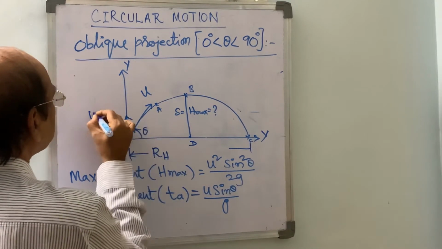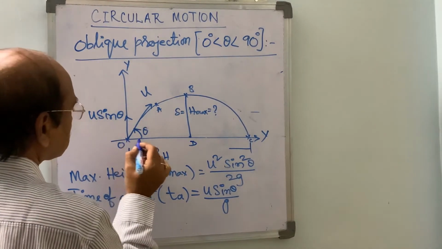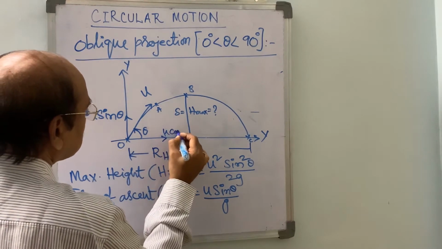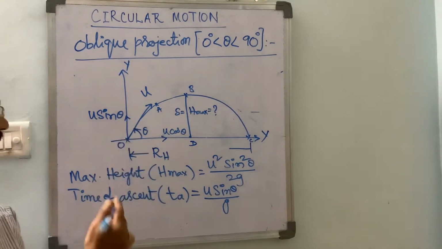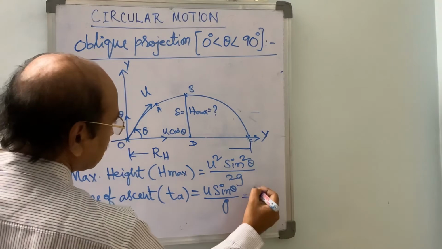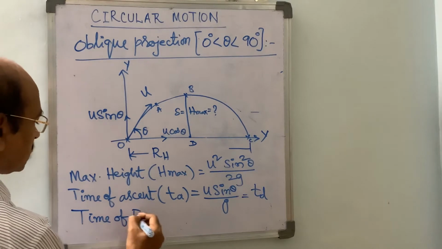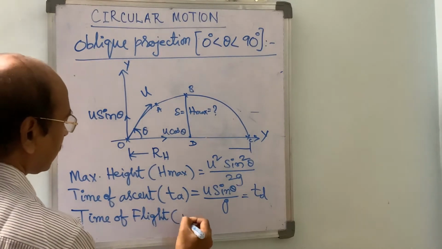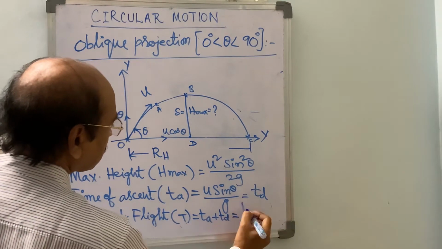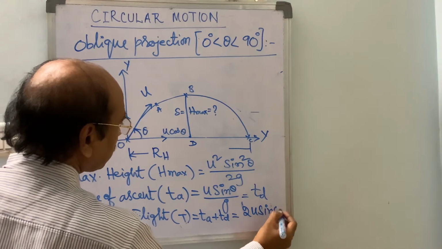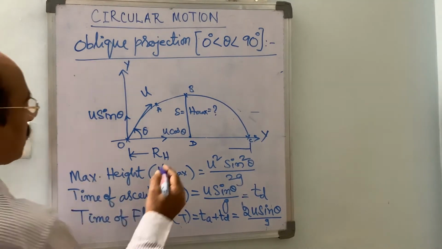Here, when u is written as horizontal and vertical components, horizontal component is u cos theta, vertical component is u sin theta, and time of descent is also equal to the same. Therefore, time of flight is equal to, in the case of oblique projection, Ta plus Td is equal to 2u sin theta by g.